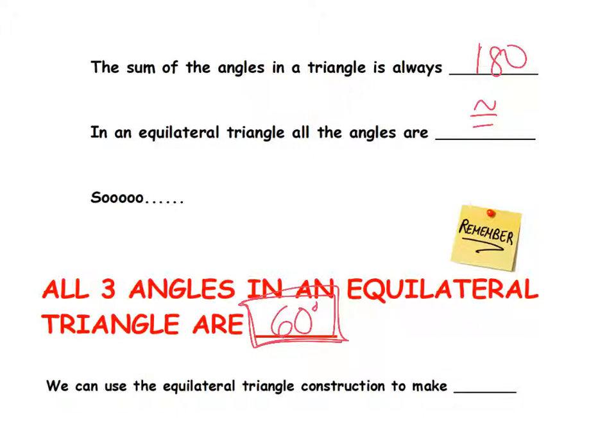Now we're going to use that to do some constructions. We can use the equilateral triangle construction that we just did. We just created an equilateral triangle, and we're going to use that to make a 60-degree angle. We've done 90 degrees and we've done 45. Now I have a 60-degree angle construction that I can do.